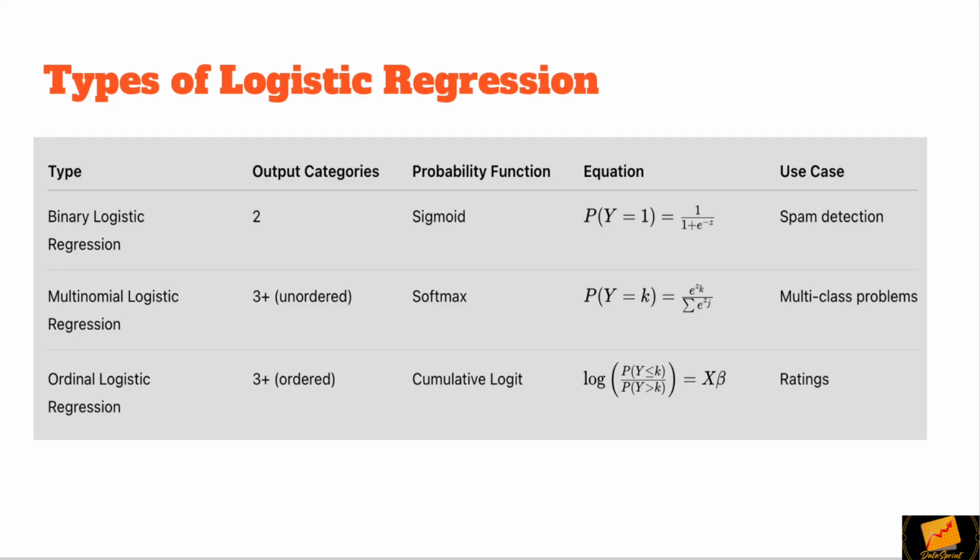Binary logistic regression is used when there are only two possible outcomes such as yes or no and spam or non-spam. Multinomial logistic regression is used when there are more than two categories and there is no natural order among them. Ordinal logistic regression is used when the categories have a meaningful order such as low, medium, and high.